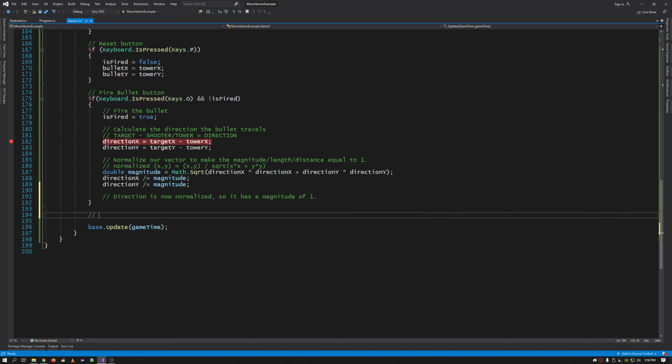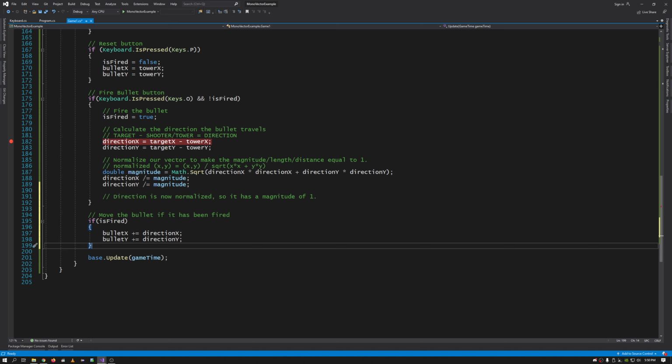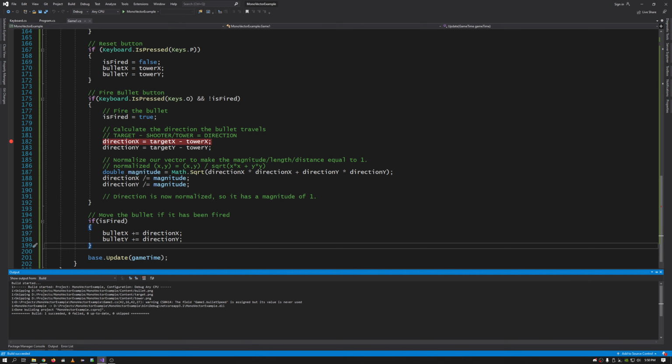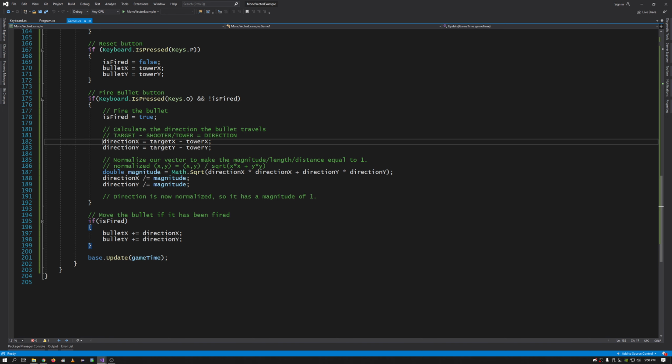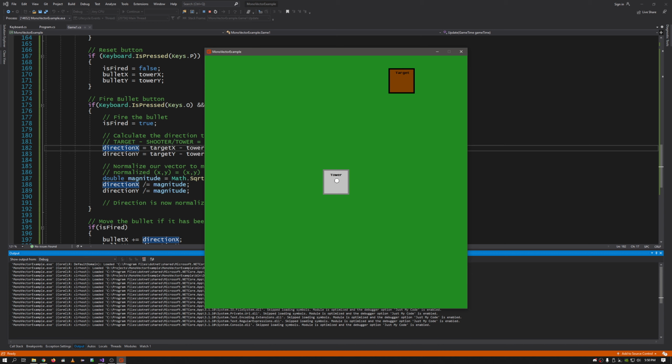So I'm going to put some logic to move the bullet. Move the bullet if it has been fired. So if is fired, then bullet x plus equals, and I'm just going to show you how right now, with us adding the normalized direction, this bullet is going to be crawling. In fact, I don't even know if we'll see it. But we'll find out. We might see it. I don't know.